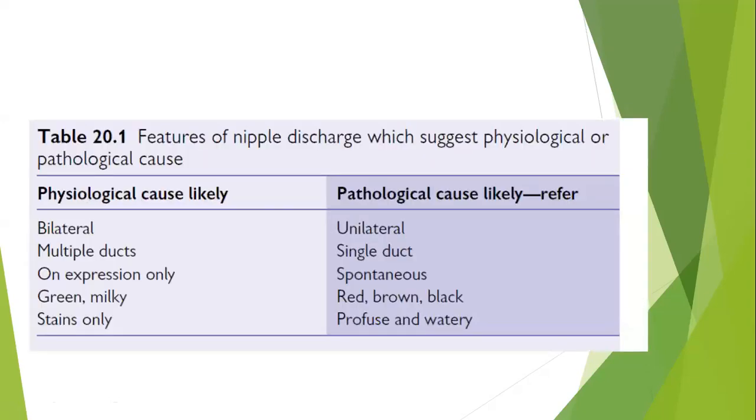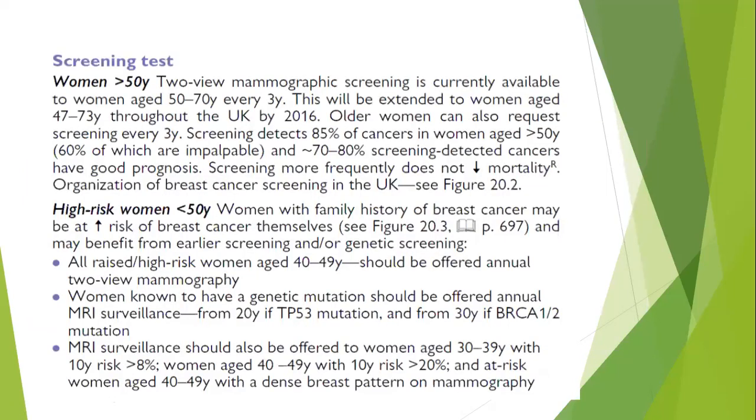Here, how are you going to know whether this nipple discharge is physiological in nature or pathological, which requires referral? If the nipple discharge is unilateral, single duct, spontaneous, red, brown, black, or profuse watery, then these are all pathological conditions. It's not physiological. But if the patient has nipple discharge which is bilateral from multiple ducts, present on expression only, green or milky, or stains only, it does not require anything.